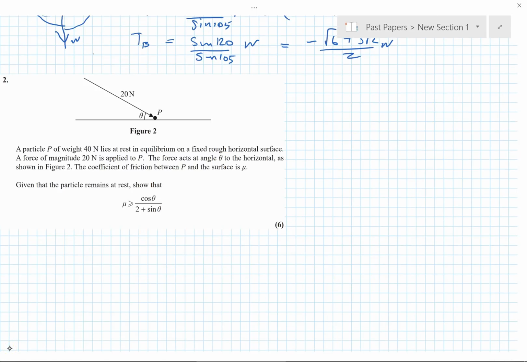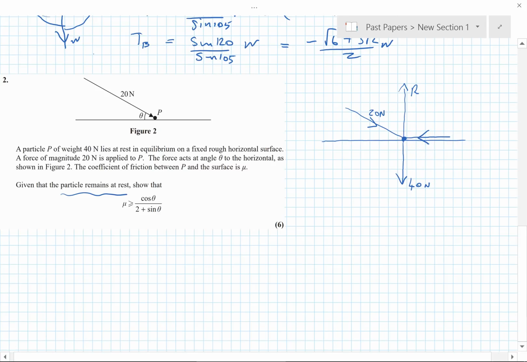So this is another statics question really, because it's talking about the particle being at rest, but we don't have three forces anymore. We've got four forces, because we've got friction as well. We've got the force coming down of 20 newtons here. We've got a reaction force which is acting perpendicular to the surface. We have the weight of 40 newtons working downwards, and we've got a friction.